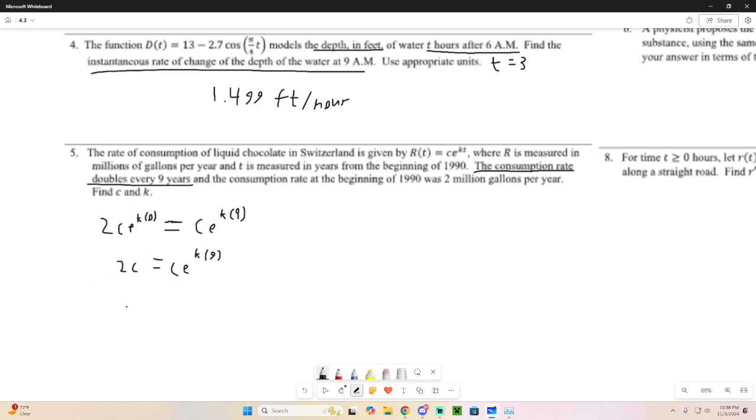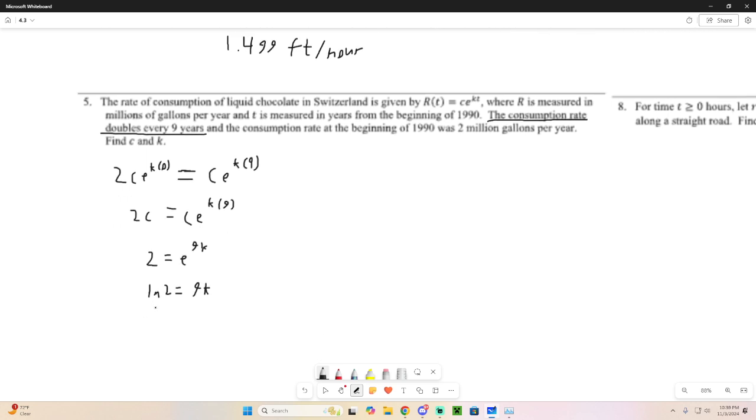We can divide both sides by C here, so we get 2 equals e to the 9k power. And to solve for k here, we just take the natural log of both sides, so we get ln 2 equals 9k, and then we divide both sides by 9, so we get k equals ln 2 over 9. Now, if we plug that into our calculator, because this is a calculator problem, we get about 0.077 as our k value.